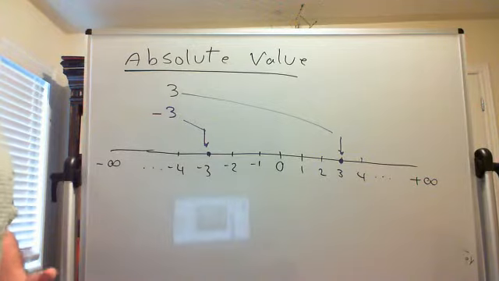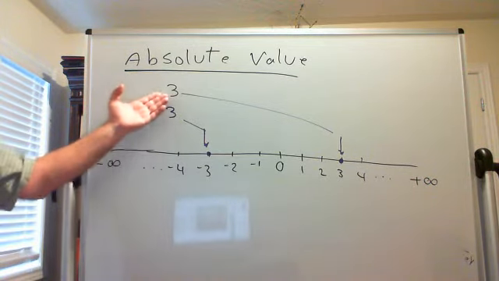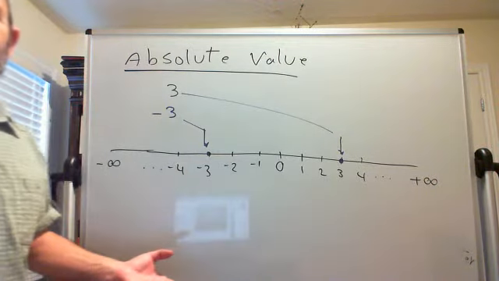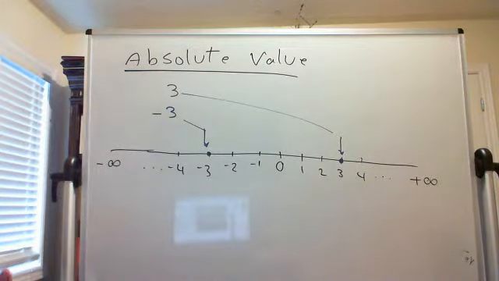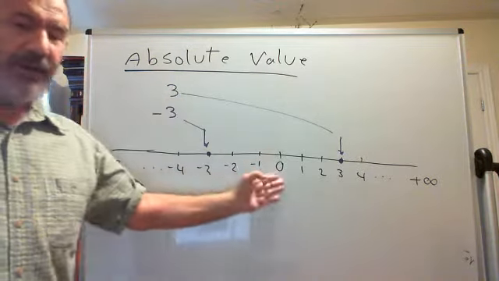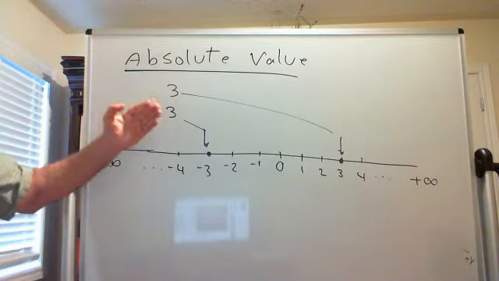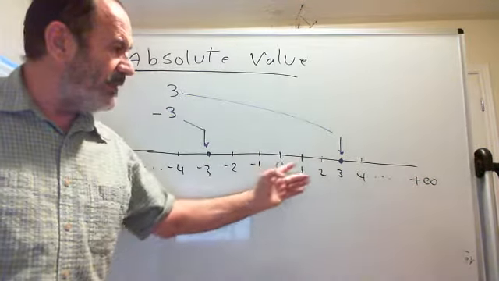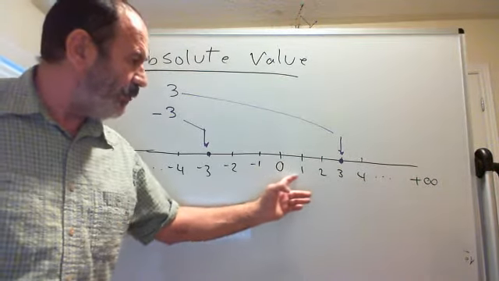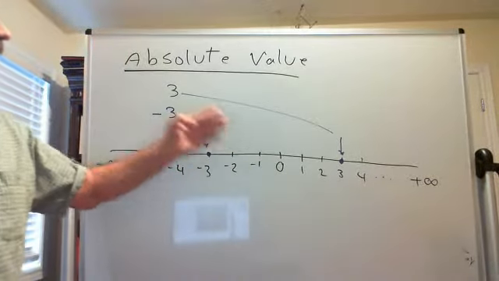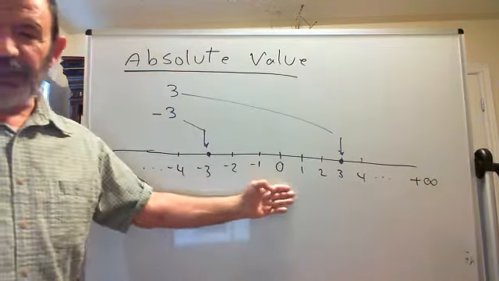But sometimes we don't care whether this number is located right of the 0 or left of the 0. We need only the distance of the number from 0. So how much is the distance from 0 to 3? From 0 to 3 the distance is 1, 2, 3. So the distance between 0 and the number 3 is 3 units.